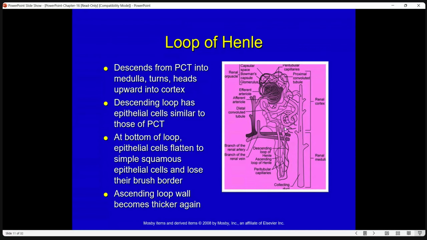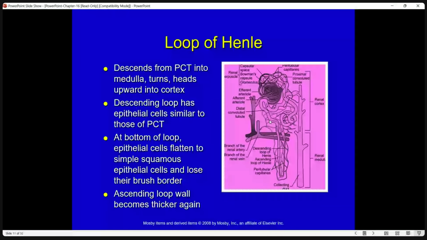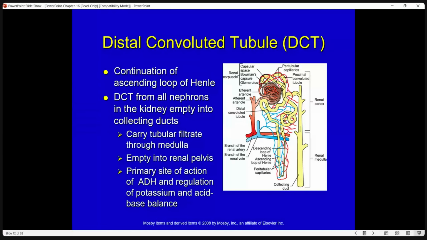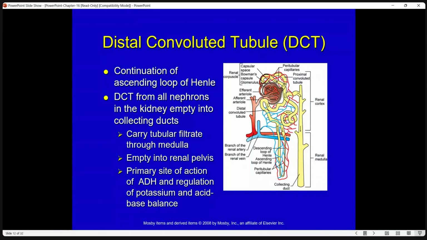Then we have the loop of Henle, the ascending and the descending. Iko hapa, hii inaenda chini alafu hii inapanda juu, and this is where the reabsorption of electrolytes happens. And then we have the distal convoluted tubule. Distal inamaanisha past. This is the site of action of a hormone called ADH.